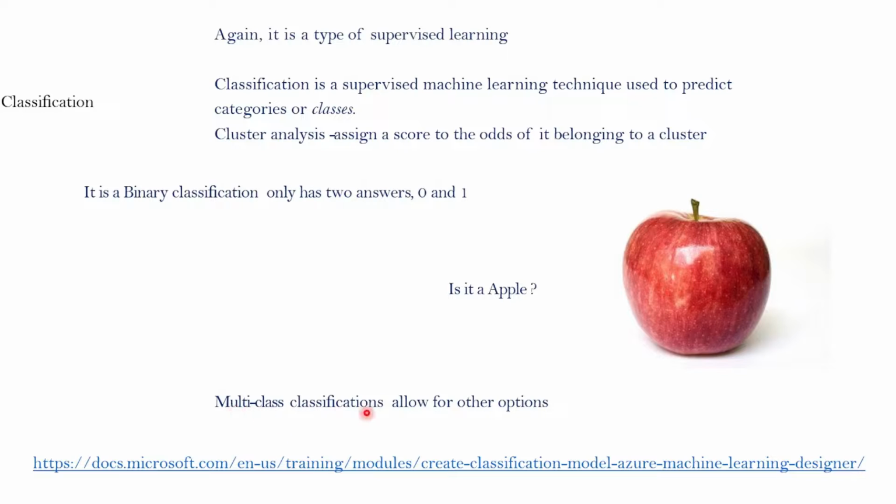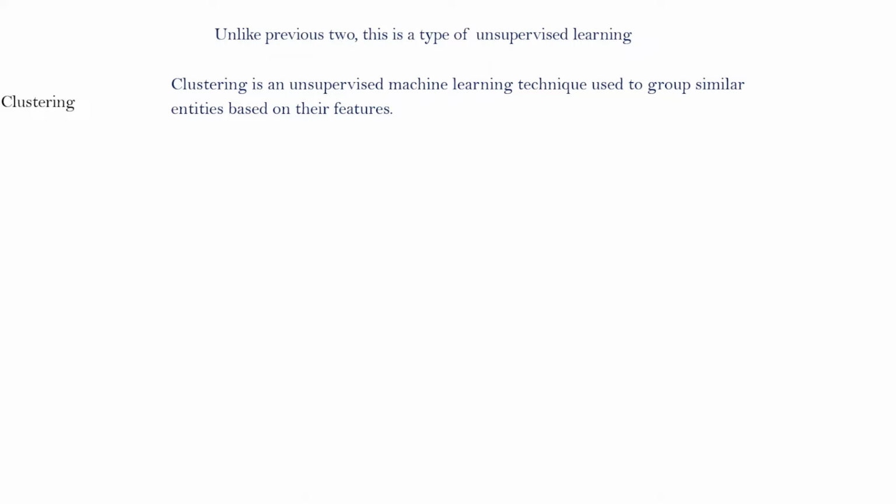And then maybe if you have a doubt, can we do only yes and no classification? Is multi-class classification not allowed? Yes, it is allowed. And we have another option, our third one, which we call clustering. Clustering, unlike the previous two, is a type of unsupervised learning. And why we call it unsupervised, we will talk about in a while.